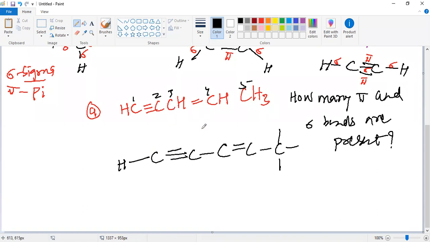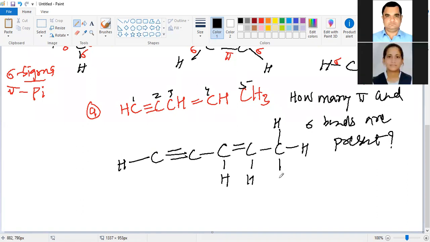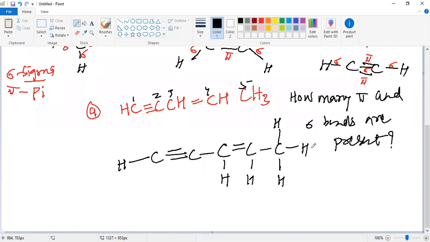This carbon, the third carbon, has 1 hydrogen. The fourth carbon also has 1 hydrogen, and this is what happens. So now this is how you can see this, and looking into this, we can find out the sigma bonds and pi bonds. Let us find out the number of sigma bonds and pi bonds.